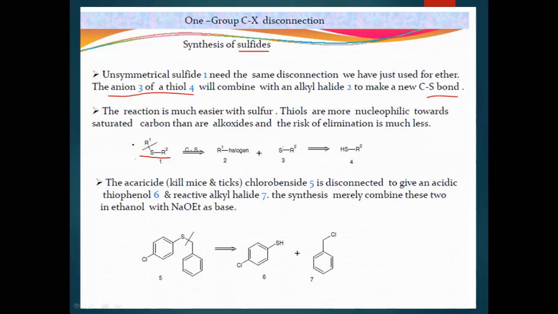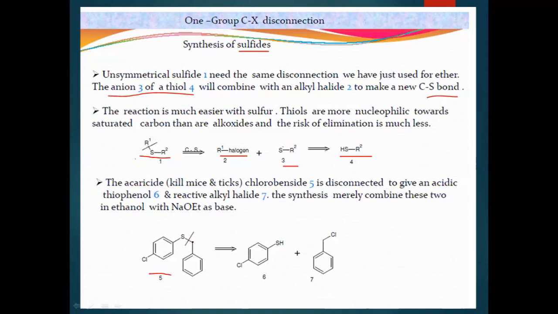Suppose if you have this kind of unsymmetrical sulfide, then first do the C-S disconnection, then R1 halogen 2 plus along with that S minus R2. This is the 3. So follows further disconnection, where usually you will end up with the thiol R2SH. So another example is an acaricide that kills mites and ticks, the chlorbenside. This is the structure of the chlorbenside.